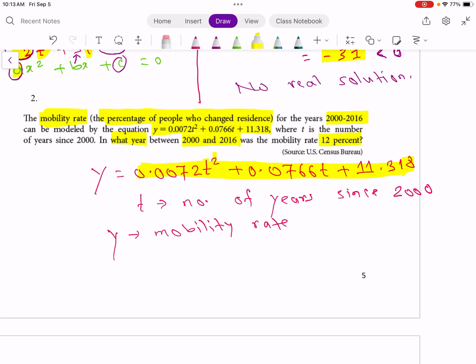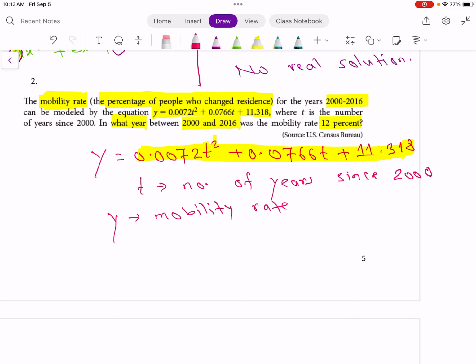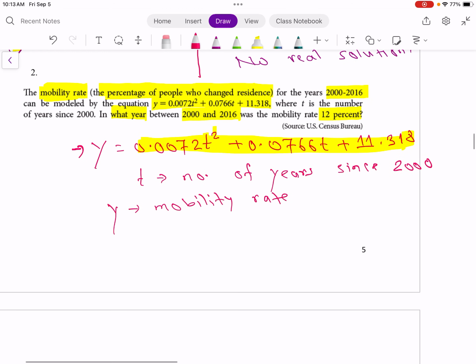Now let's substitute y equals 12 in the given equation. So we use this equation. For y we substitute 12, equals 0.0072 t square plus 0.0766 t plus 11.318.